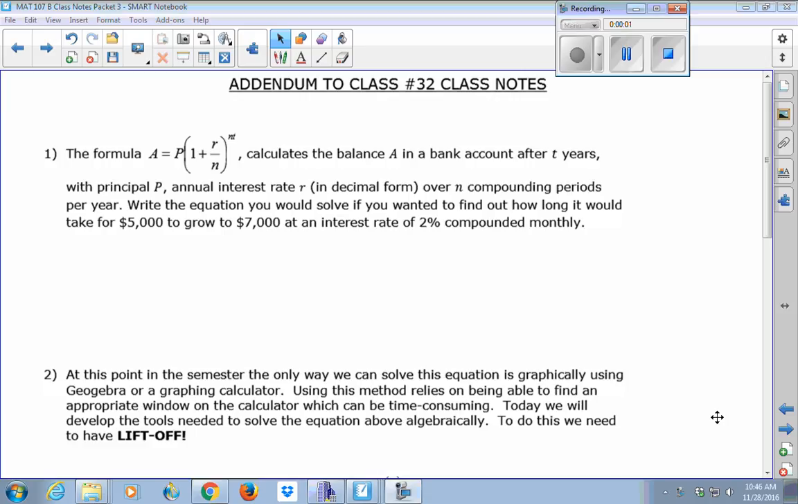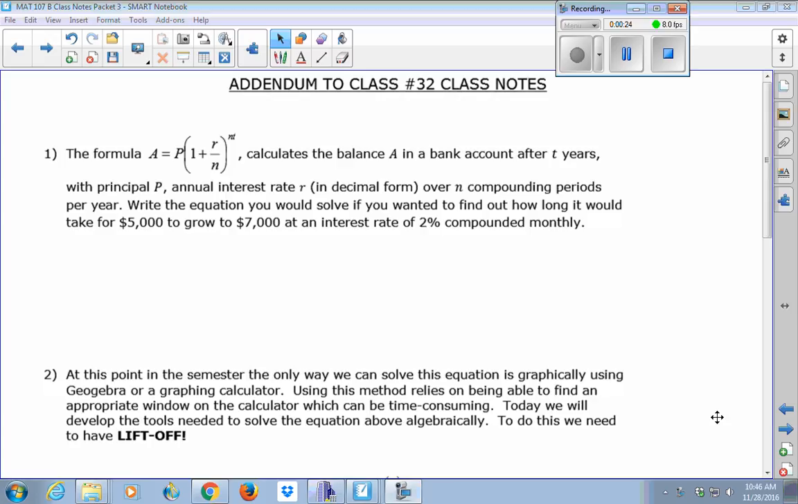This is a formula that calculates the balance of some amount you might invest in either a bank account or some type of investment. And this is where you have what we call monthly compounding, meaning your interest rate, in this case 2%, they take 1/12th of it, and each month you're compounded 1/12.